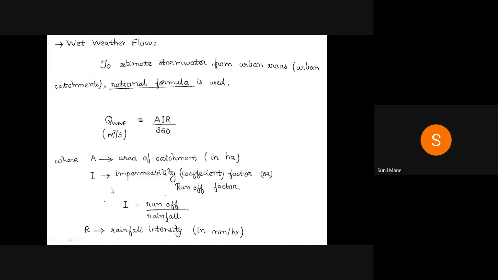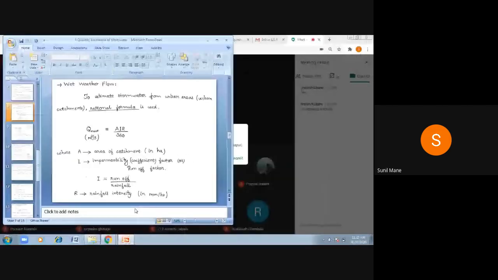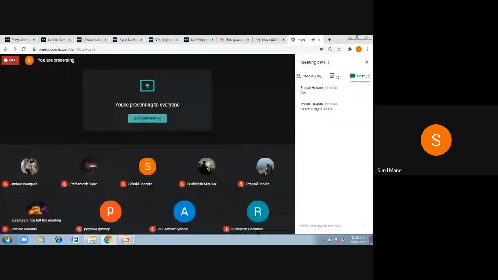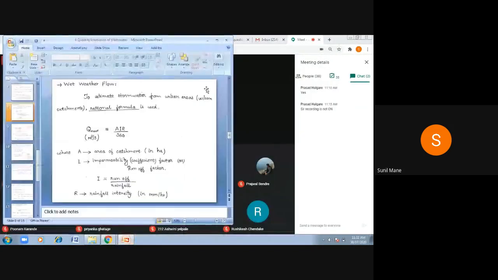Second one is impermeability. I is impermeability. So impermeability is the coefficient of factor or runoff factor. Here again, what does impermeability mean? Whatever the area which has been open, and whatever the area which has been covered. Covered means it is covered with construction, like roads, and areas which have houses, etc. So whatever area has been converted from permeability into impermeability area.